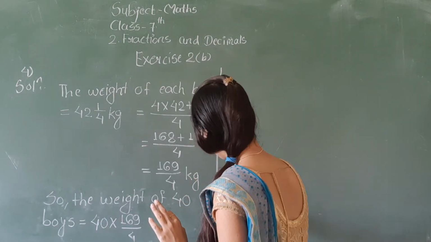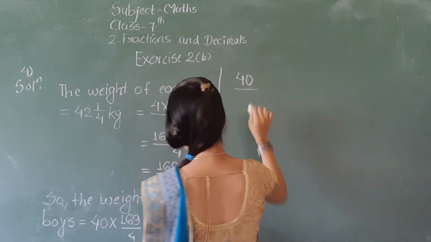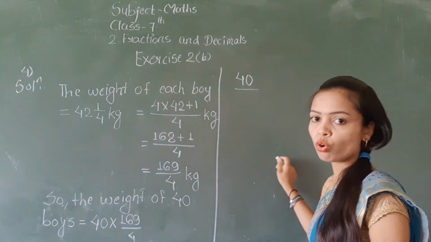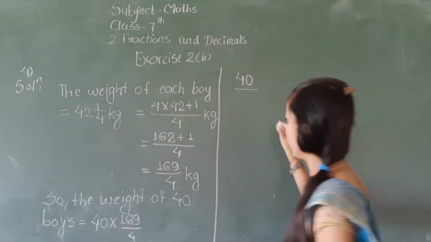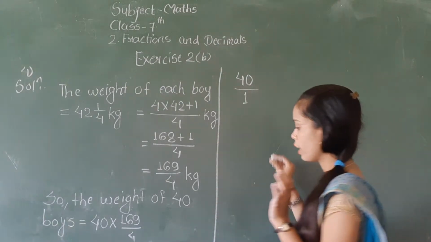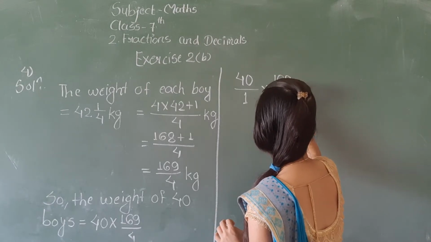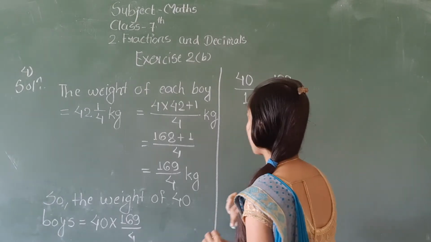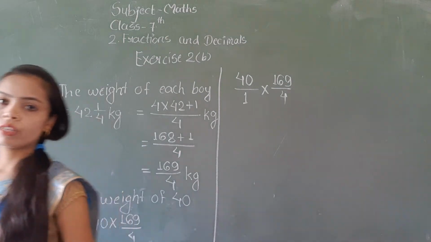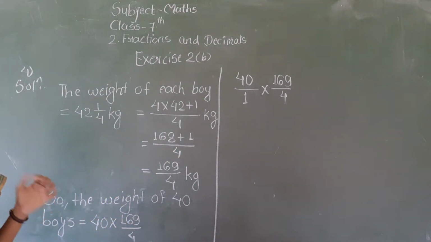For 40, in the denominator there is no term, so we are taking 1. If there is no term in the denominator we take 1. After that the second fraction is 169 upon 4.